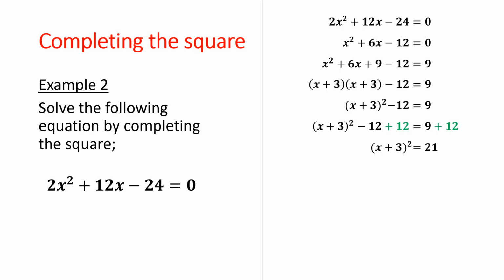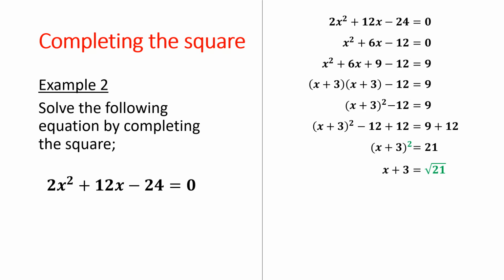Now, we're going to add 12 to both sides because that gets rid of the minus 12. So we're left with x plus 3 all squared on the left, and 9 plus 12 makes 21 on the right. Now, how do we solve it from here? To get rid of the square, we have to take the square root of both sides. So if we square root both sides, we're left with x plus 3 on the left and the square root of 21 on the right.